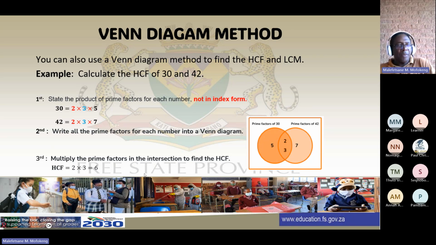This is how we use a Venn diagram to find the highest common factor and the lowest common multiple. Because we want to find the highest common factor, you take the factors that are found in the intersection, and then we multiply them, and the product is 6. And that 6 is the highest common factor of 30 and 42.